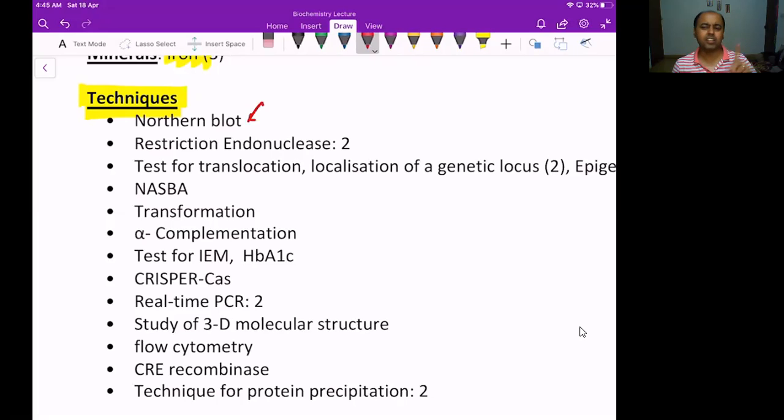Northern blot. So blotting is one thing which you must know, the Southern blot, Northern blot, Western blot. Then action of restriction endonuclease. You can see twice this question has been asked. So you should know restriction endonuclease, how they are acting, what type of ends they are generating, and that sort of thing.